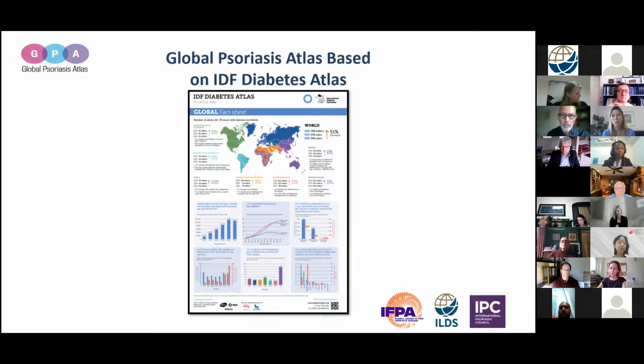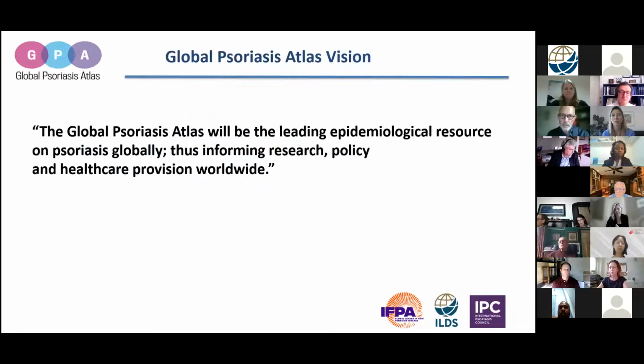And this is what we hope to have with time with the Global Psoriasis Atlas, which will be all the information you need to know about psoriasis, everything from how common it is to what the resources available are and how it impacts both the individual and society in countries across the world. So this is our very ambitious goal, that we will be the leading epidemiological resource on psoriasis globally, and therefore inform research policy and, importantly, healthcare provision.